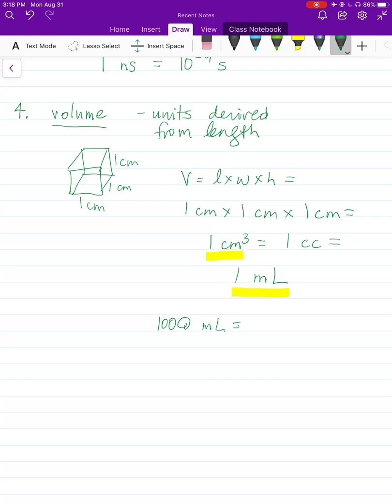Just to show you the relationship, 1,000 milliliters is equal to 1 liter. And that would be also equivalent to saying 1,000 centimeters cubed or cubic centimeters. A liter is about equal to a quart. So if you think about a quart of milk, that is about the idea of how much a liter is, or a liter bottle of soda.